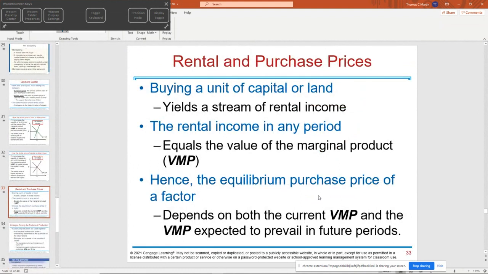Now, if we're buying land, there's no need to buy it unless there's a stream of income, either through mining or lumber or building a facility there that generates profits. That's the reason we want those properties.